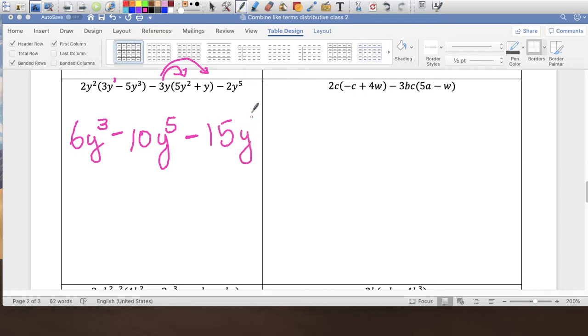And we get y to the cubed. Negative times a positive is going to be a negative again. And 3y times y, well, there's a 1 here. Imagine there's a 1, right? So 3 times 1 is 3. And then y times y is y squared. Minus 2y to the fifth power. Are there like terms? Yes, there is.